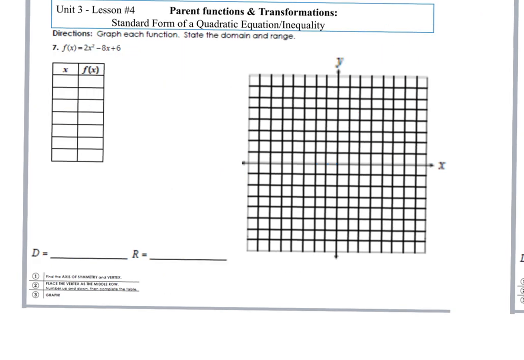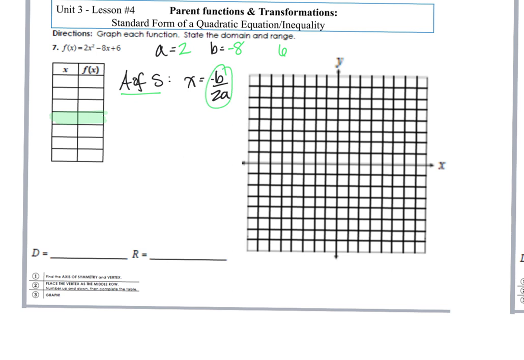Okay, number 7, f of x equals 2x squared minus 8x plus 6. Okay, my a, b's, and c's. A is 2, it's the number in front of x squared. B is negative 8. C is 6. I'm going to start by finding the vertex, what goes in the middle of my table, and that's starting with the axis of symmetry.